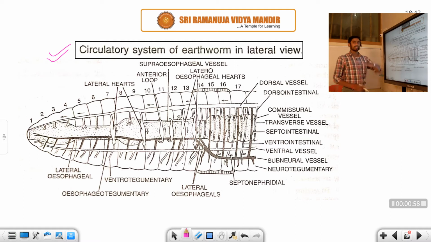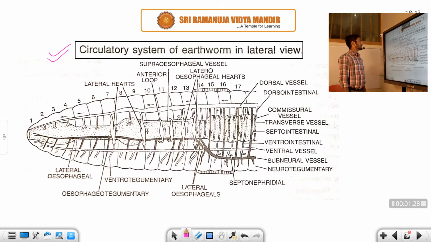Suppose you can see, assume this is an earthworm. This is a lateral view, and you already know about that. In this earthworm there are two parts. The upper part we represent as the dorsal region, and the lower part we represent as the ventral region. This part is very important, students. You need to remember these two parts: the bottom part is ventral, the upper part is dorsal, right?